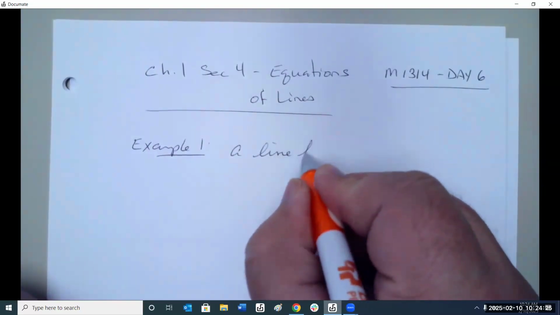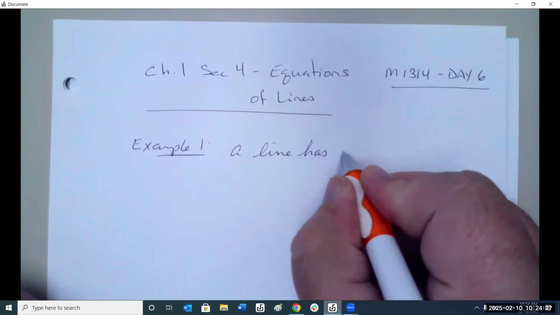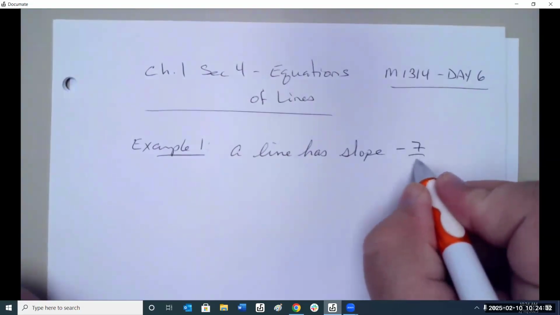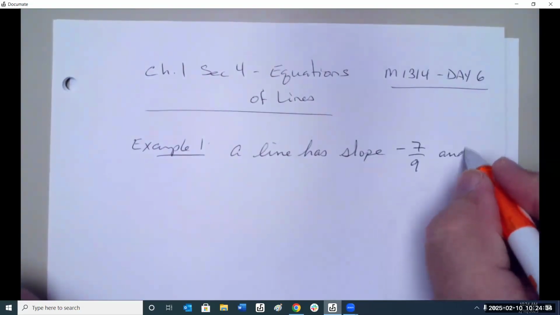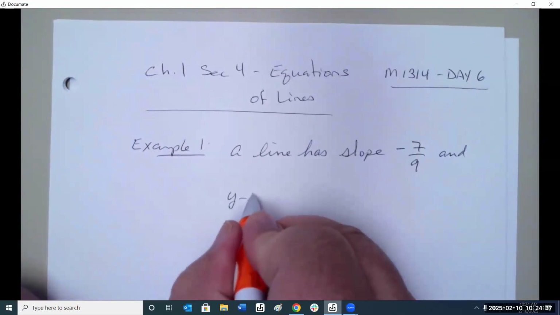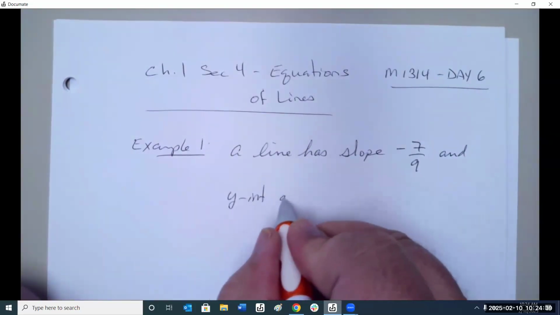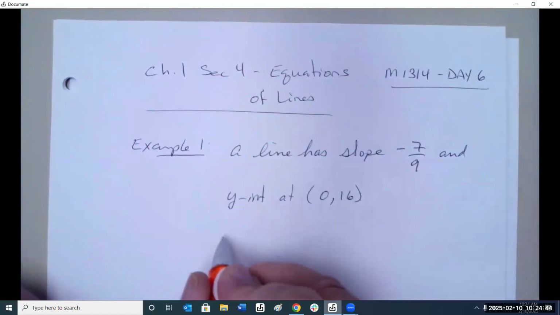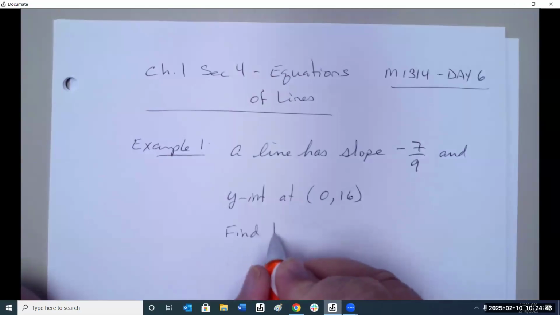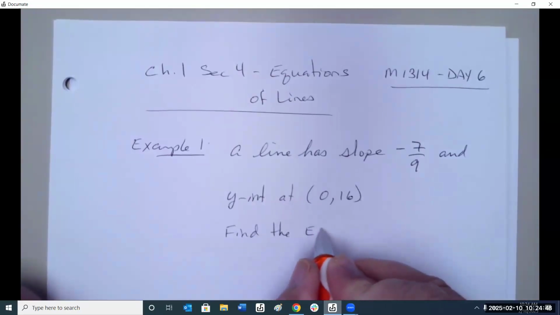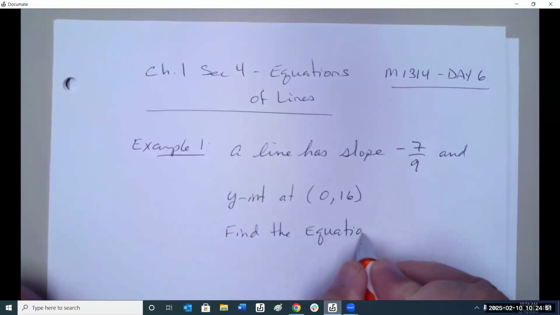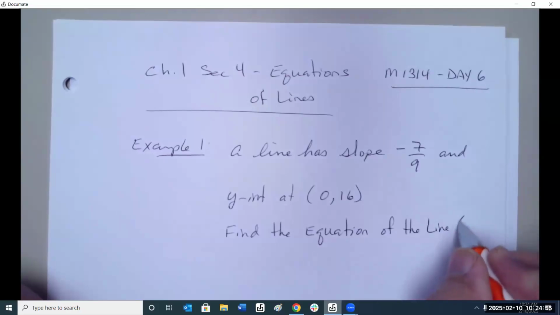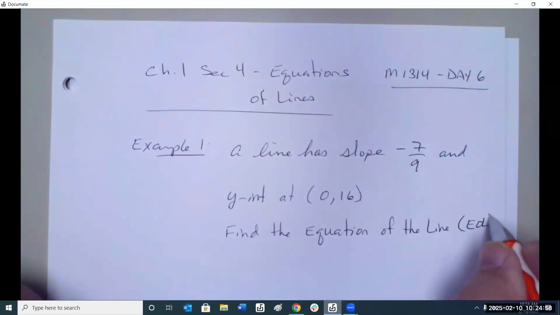A line has slope -6/9 and y-intercept at 0, 16. Find the equation of the line, which I'm simply going to call EOL from now on.